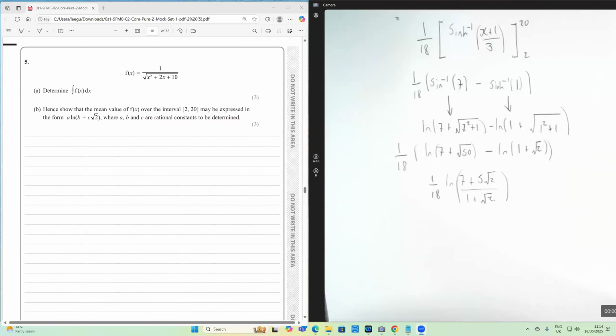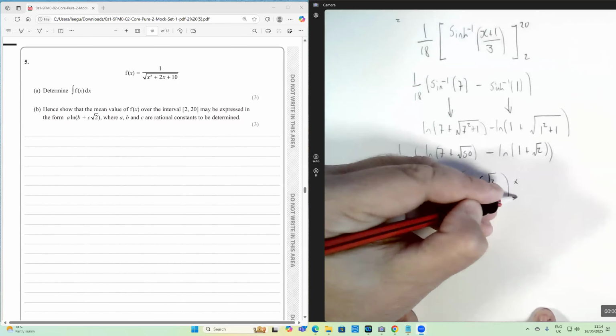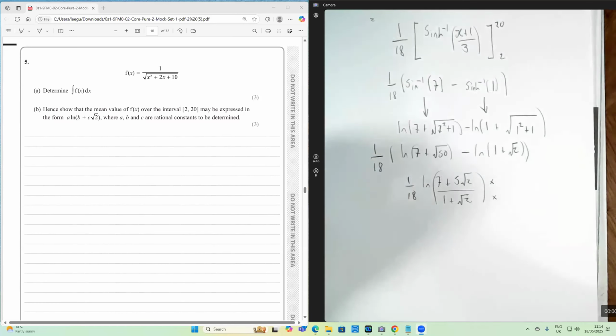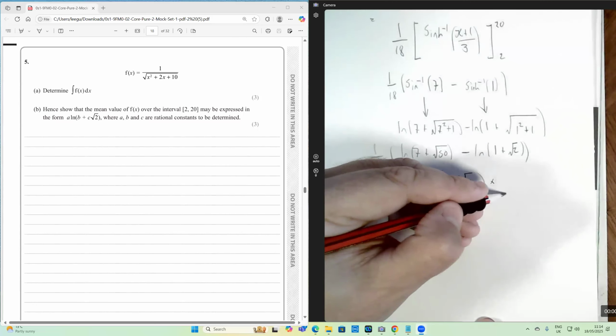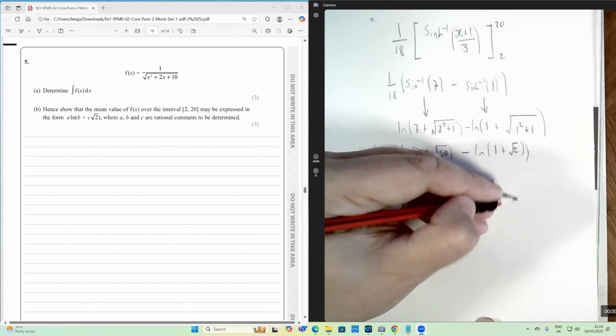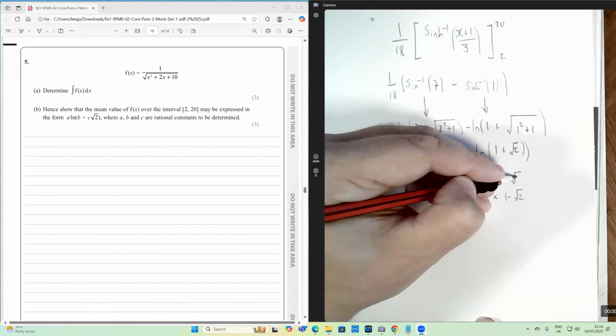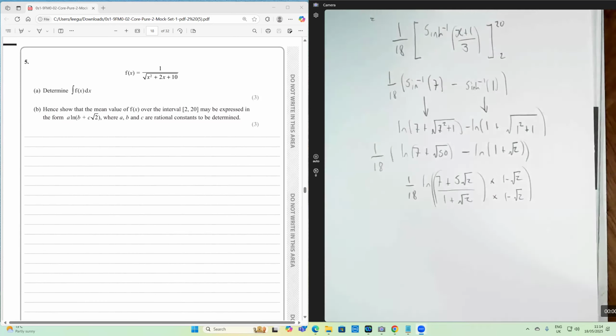So that's our expression. However, that is not quite in the form in which it is required. In order to get it into the required form, I'm going to rationalize this expression by multiplying the numerator and the denominator by the conjugate. So we're going to multiply by 1 minus root 2 and 1 minus root 2, just in order to find a different way of writing this that matches the pattern of what they're asking for in the question.